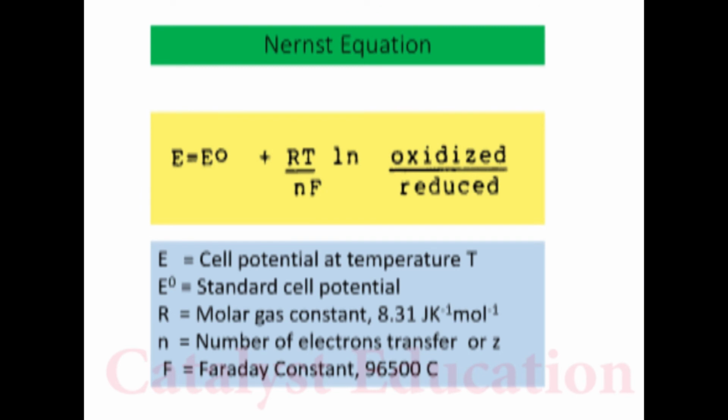Nernst equation. This equation is used to find the potential of the cell at any temperature. The related terms are: E equals cell potential at temperature T. E standard equals standard cell potential at standard condition. R equals molar gas constant, 8.31 J per Kelvin per mole. n equals number of electrons transferred, also called z. F equals Faraday constant, 96,500 coulomb. The concentrations of the oxidized substance and reduced substance will be given.